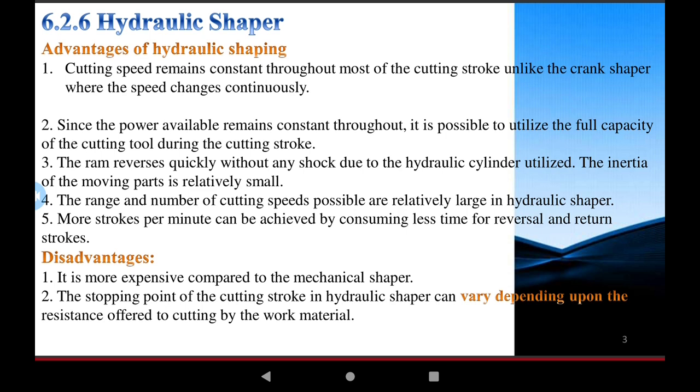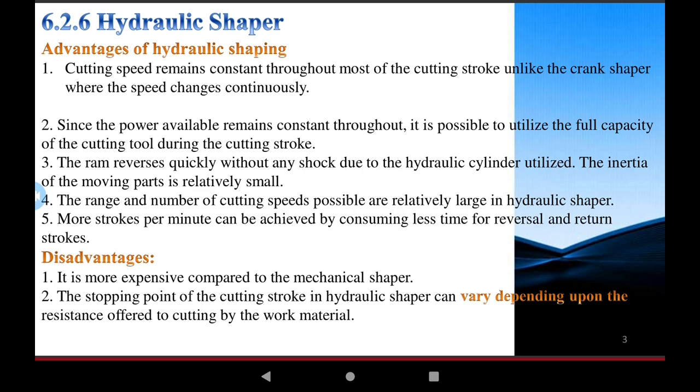can vary. Okay, the stopping point of the cutting stroke in the hydraulic shaper can vary depending upon the resistance offered to the cutting by the work material.